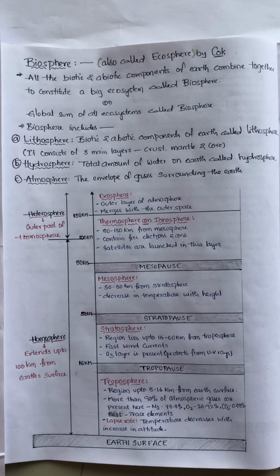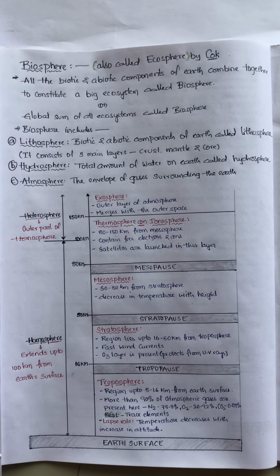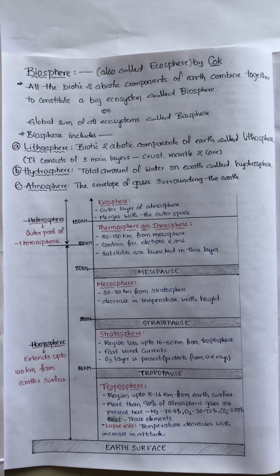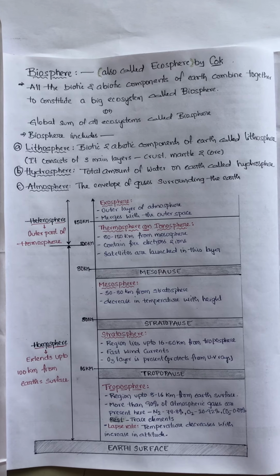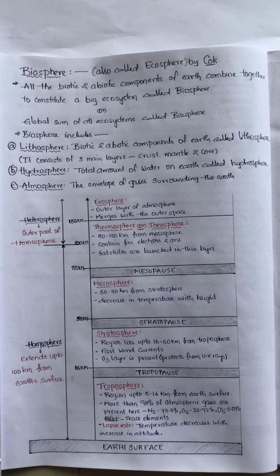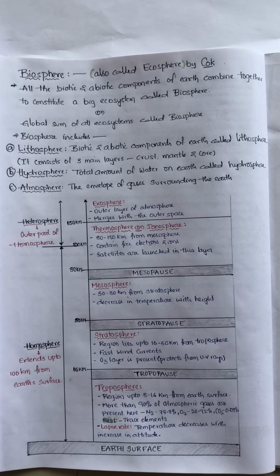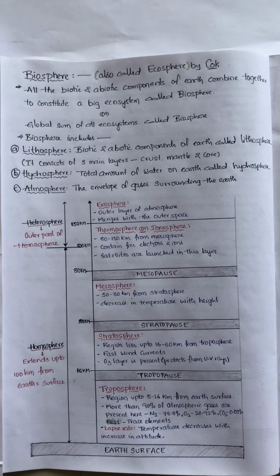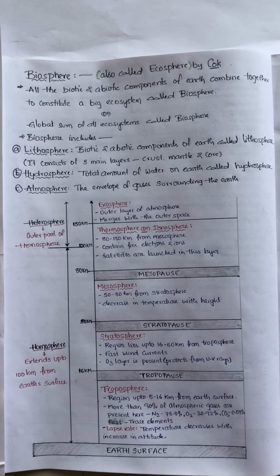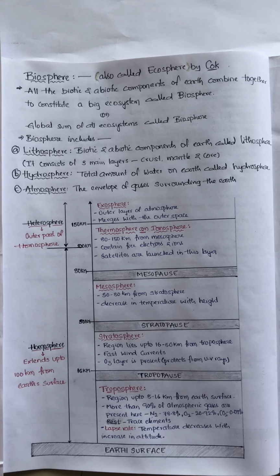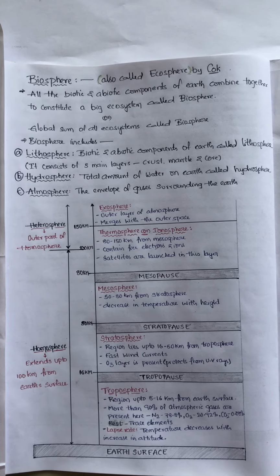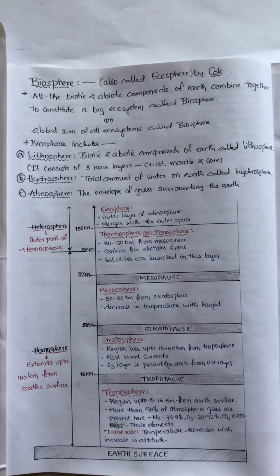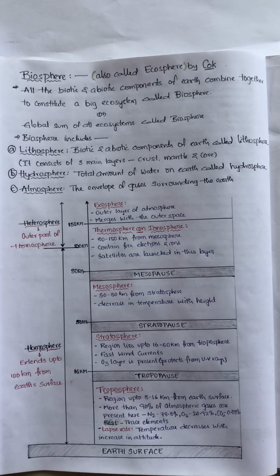Hello students, let's take the next topic of ecology, that is biosphere. Biosphere can also be called the ecosphere. Biosphere can be defined as all the biotic and abiotic components of earth combined together to make a big ecosystem. In a very simple way, all the ecosystems on planet earth, both terrestrial and aquatic, together are called the biosphere.